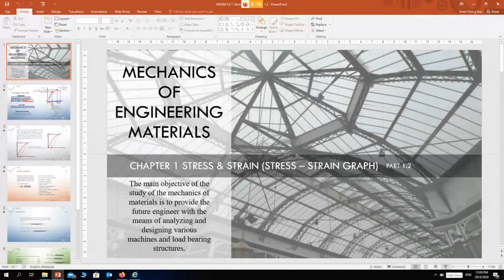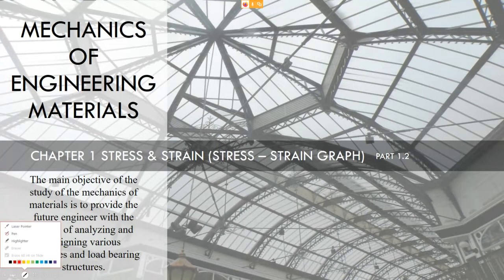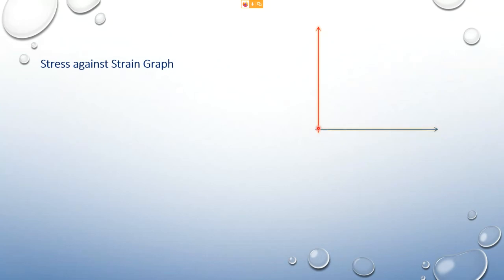Okay, now this is the second part that we'll be looking at. This is based on the stress strain graph. When you refer to the stress strain graph, you have this axis here for the stress, and this is for the strain. The stress and the strain.